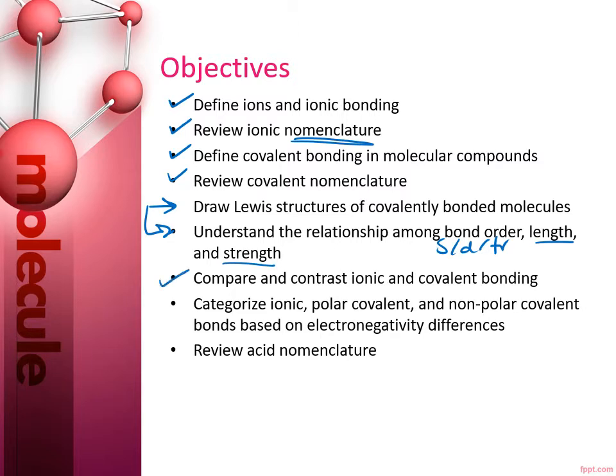We will review by comparing and contrasting ionic and covalent bonding. We'll talk about how we can categorize those different kinds of bonds by looking at differences in electronegativity, and then we will wrap up our day with a review of how we name acids.